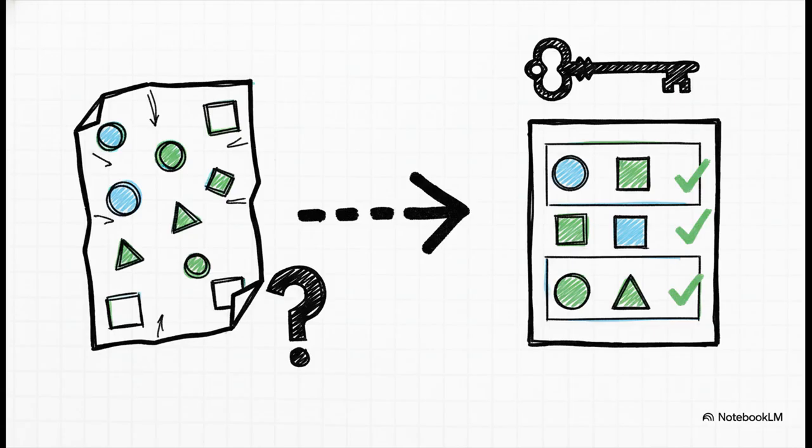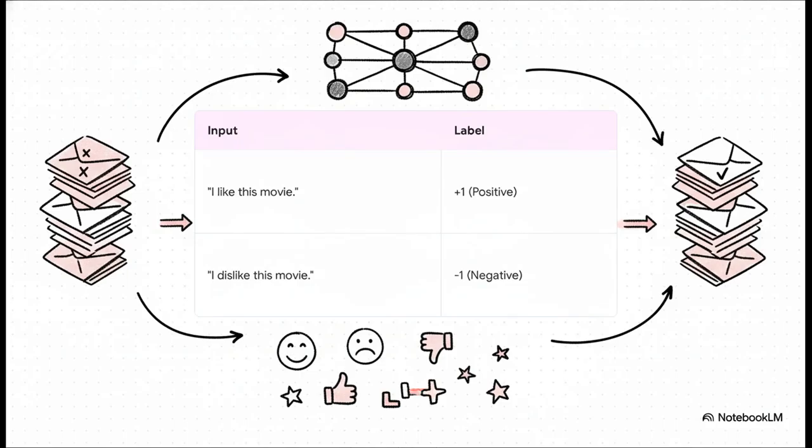The best way to think about this is like studying for a big test, but you've been given the answer key. You try a problem, you check your answer, and you adjust your thinking for the next one. That's exactly how supervised learning works. We feed the machine a ton of data that's already been correctly labeled. So going back to our spam filter, this means feeding the algorithm thousands of emails that a human has already marked as spam or not spam.